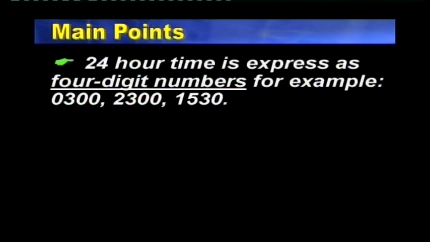2300, 11 o'clock in the night. 1530, in the afternoon. 15 is 3, and 30 is half. So it's 3:30. Looking at it very carefully, there is no colon that will separate the 4 digits. They are all written close together. Are we following? Okay, that is how we write 24-hour time. You also have the same in your worksheet.